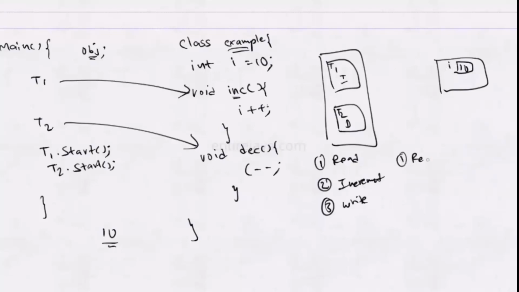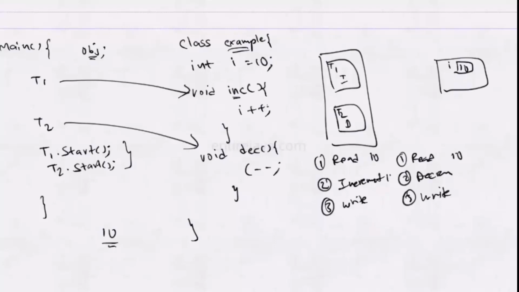We have 3 steps, which is read, decrement, and write the value to the memory. Now in our case both these threads are going simultaneously. Let's assume that thread 1 reads the value from memory, so it reads the value 10, and simultaneously even thread 2 reads the value from memory, which will be 10.